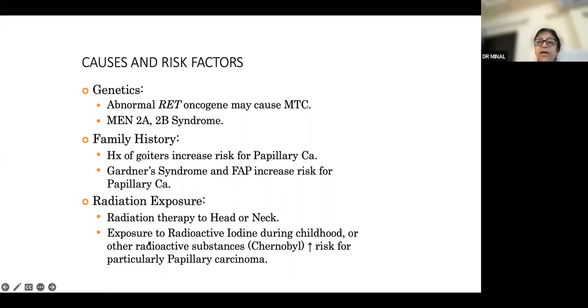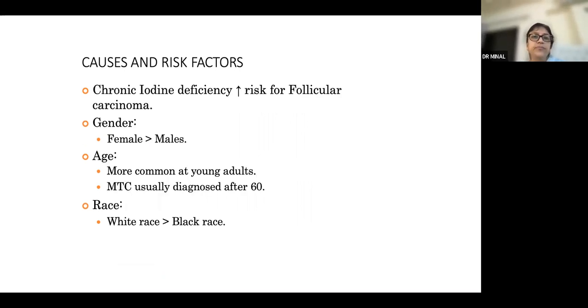Exposure to radioactive iodine during childhood, for example, the Chernobyl incidents or other radioactive substances, increases the risk of papillary carcinomas. But these are all very rare episodes. Most commonly, we don't have any reason, but patients come to us with thyroid malignancies. And they basically come to us with a thyroid nodule. And it is a workup of the nodule which tells us that the patient has thyroid carcinoma.